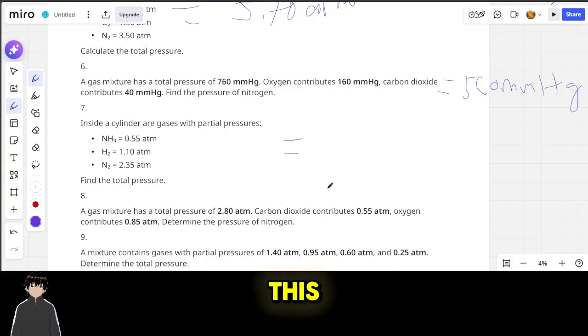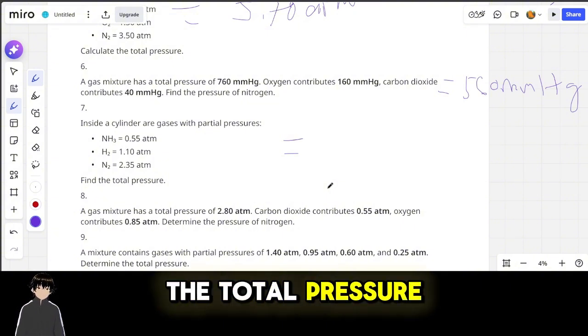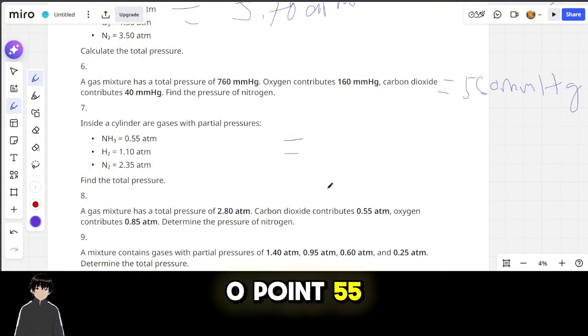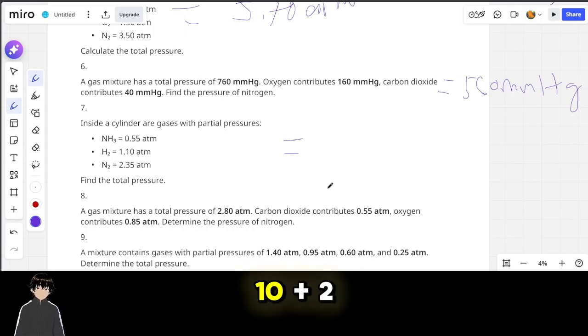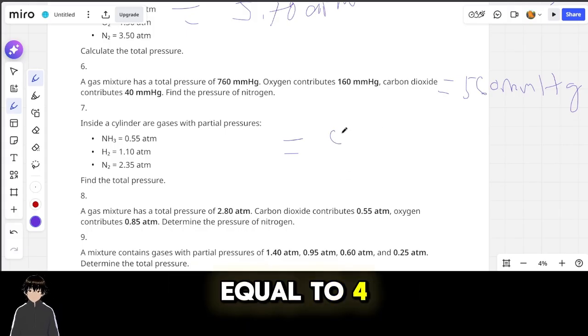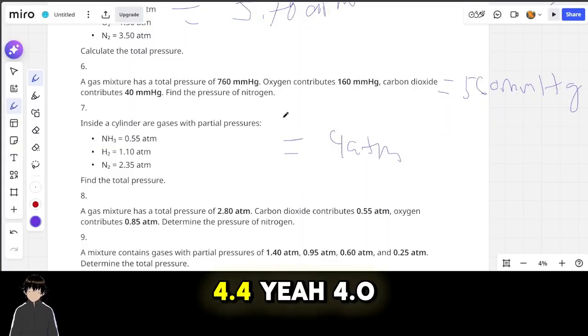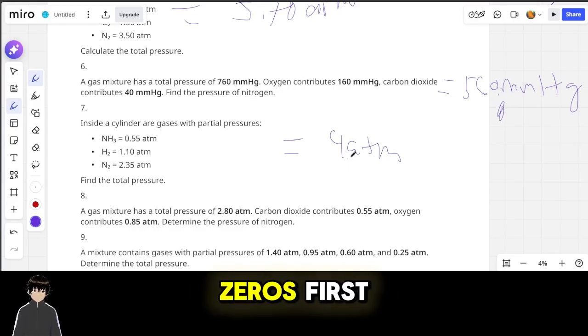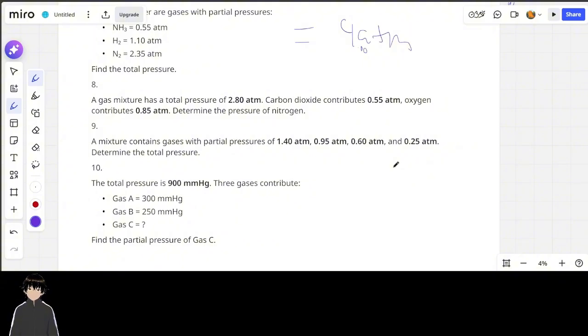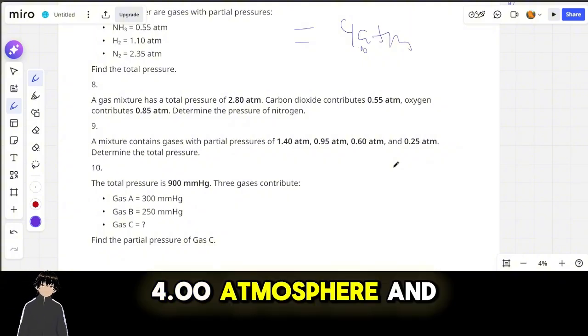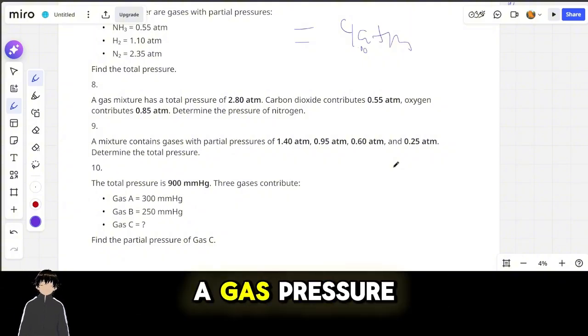Then we have this. So we just have to add the total pressure. 0.55 plus 1.10 plus 2.35. That's going to equal 4 atmospheres. 4.4. Yeah, 4.0. So you have to add the zeros first. 4.00 atmospheres.